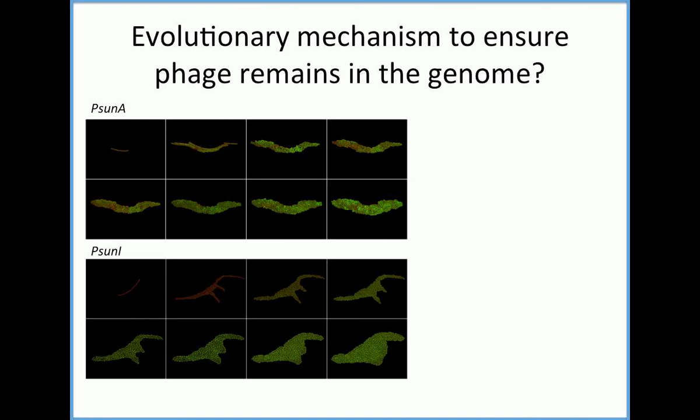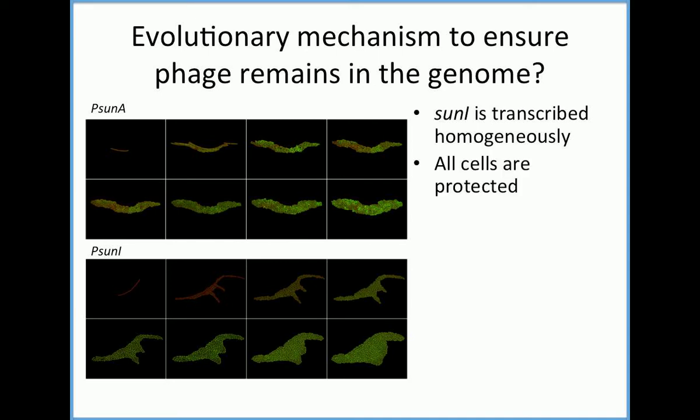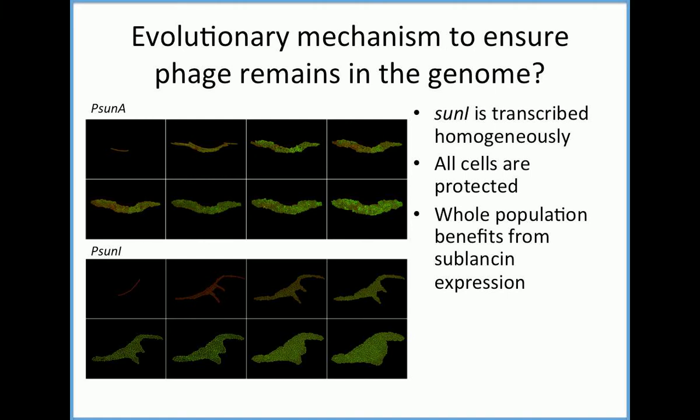And this is what you see for the PsunI. So the PsunA promoter is quite heavily heterogeneous, but PsunI must be present in all cells, and it is homogeneously transcribed, so therefore all cells are protected from the expression of the sablancin. And because you've only got a few cells that are producing the sablancin, but you've got all cells that are immune, the whole population benefits from the expression of sablancin.